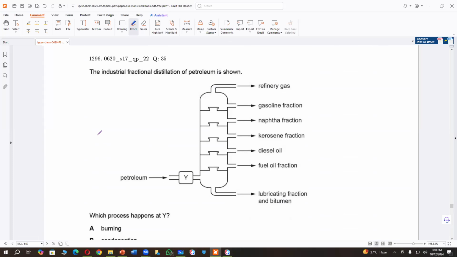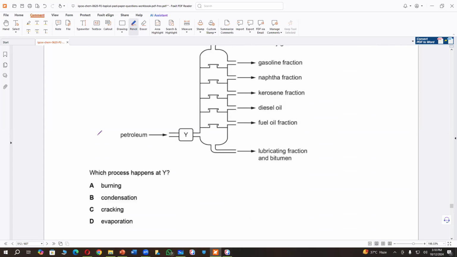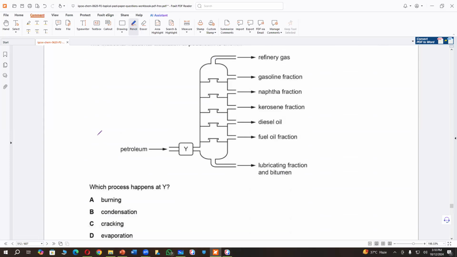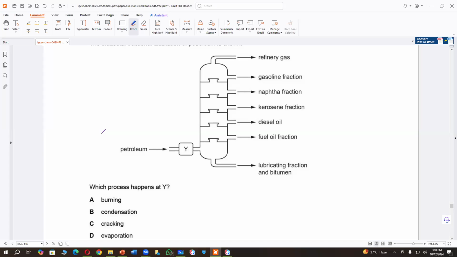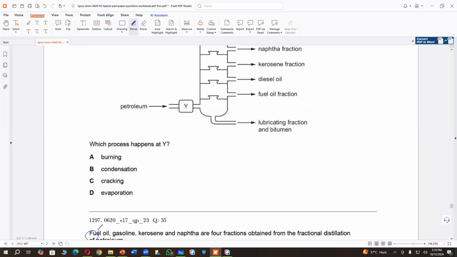The industrial fractional distillation of petroleum is shown. Which process happens at Y? Is it cracking? No. Burning. We evaporate the whole liquid and then it condenses back to their corresponding fractions. So at D, actually, we vaporize everything.